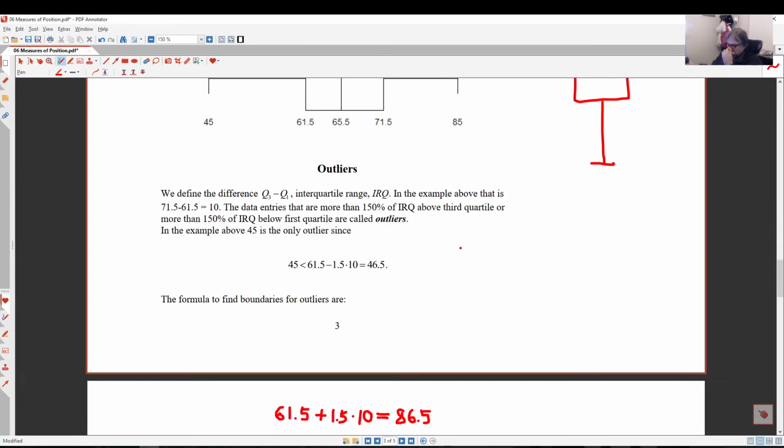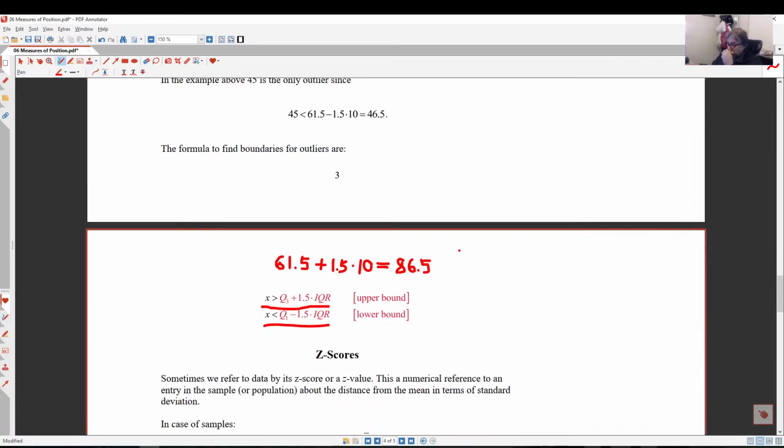The same thing, not the same formula, of course, you do for the lower bound. The lower bound would be quartile 1. Okay, excuse me, I made a mistake here. I should have said that quartile 3 is 71.5. I just noticed that. My calculation is right: 71.5 plus 15 is indeed 86.5. The lower bound would be quartile 1. Now that is 61.5. You have to be careful here, of course.